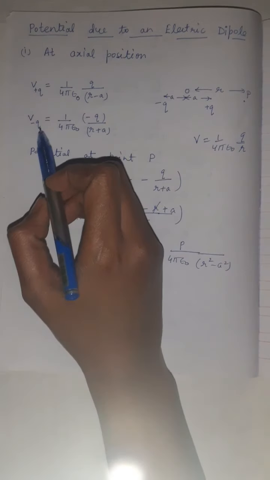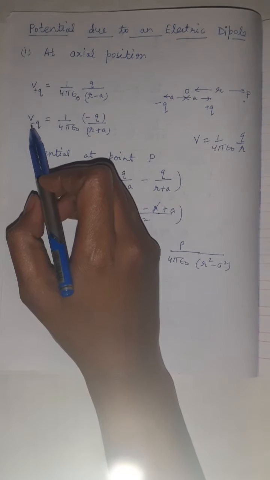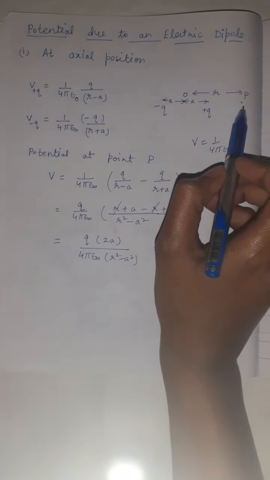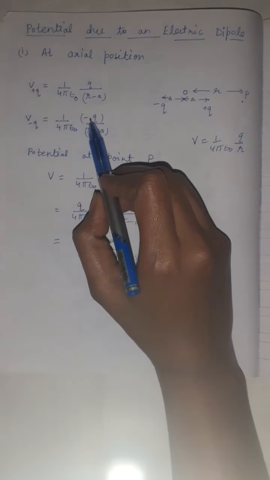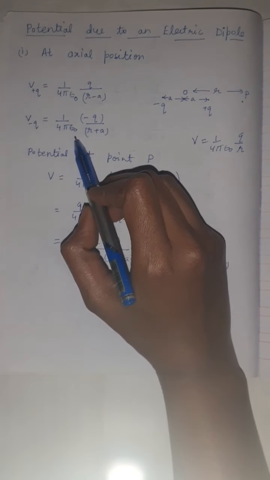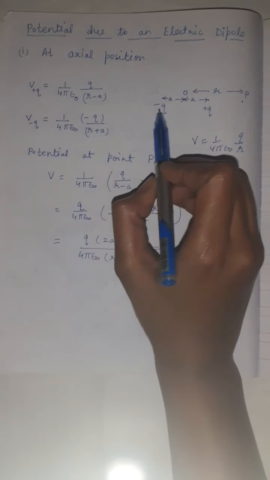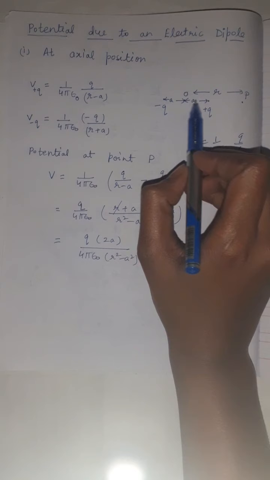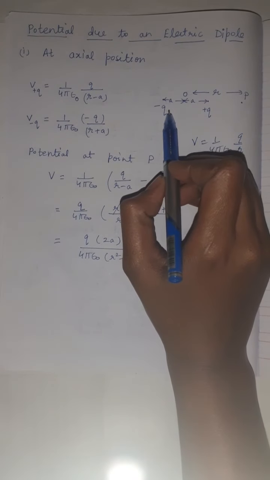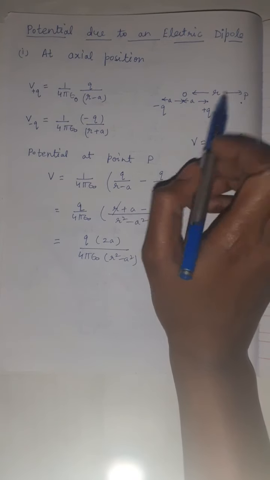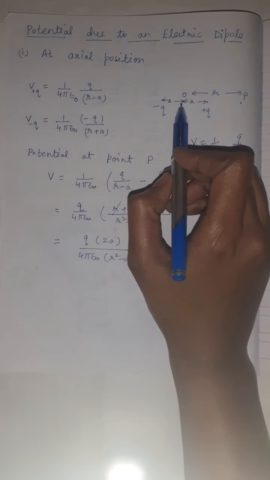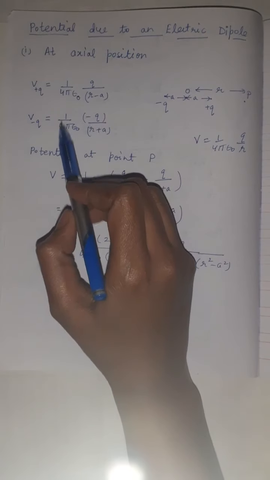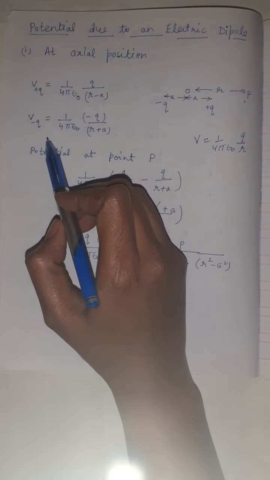Now similarly we will write the potential due to minus q charge. Say minus q charge is here and P point is here. So 1 upon 4 pi epsilon naught, in place of charge we will write minus q because it is the negative charge, and this is the distance of point P from this minus q charge. This much distance is r and this much distance is a, so the total distance is r plus a. So these are the potentials due to plus q and minus q charges.